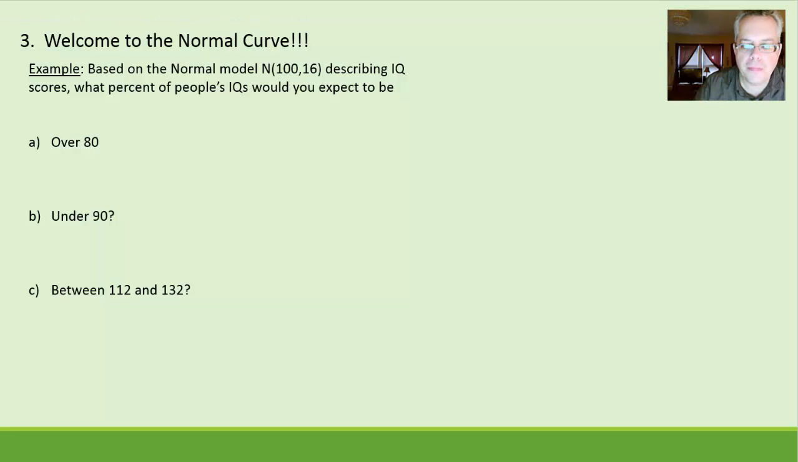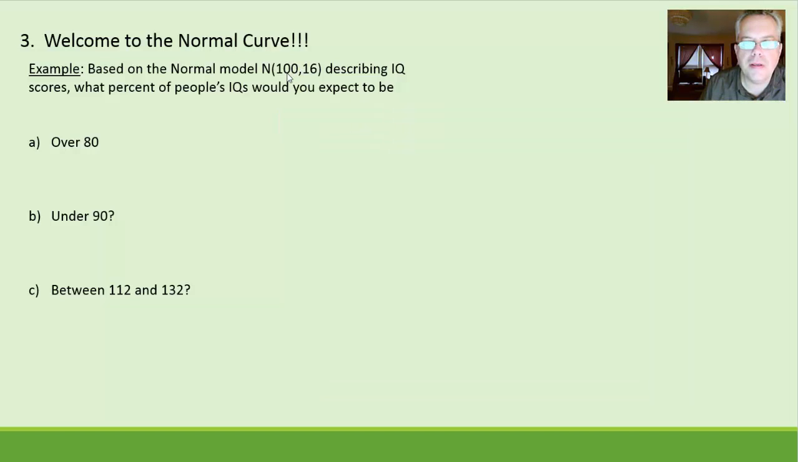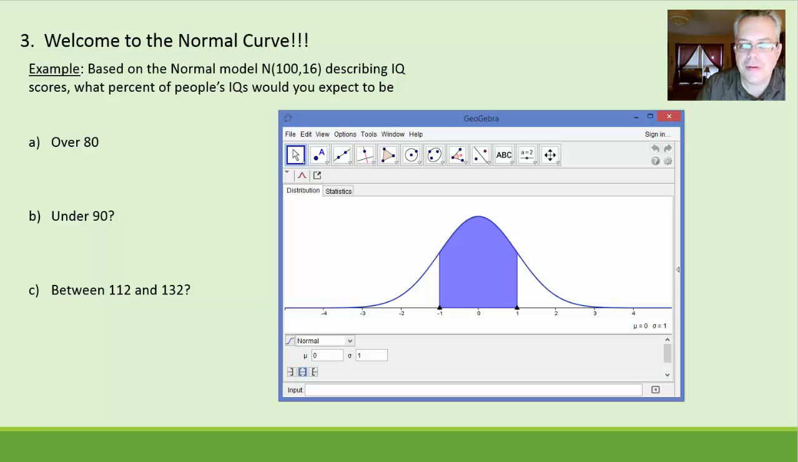So let me get my pen back. So the 100 is the mean right here. I can't have my pen and this at the same time. So 100 is the mean, and the standard deviation is the 16. So I'll adjust the curve in a minute, but this is used to describe IQ scores. And we want to find what percent of people's IQ you would expect to be over 80, under 90, and between 112 and 132. Okay, so there are a lot of different normal curves.